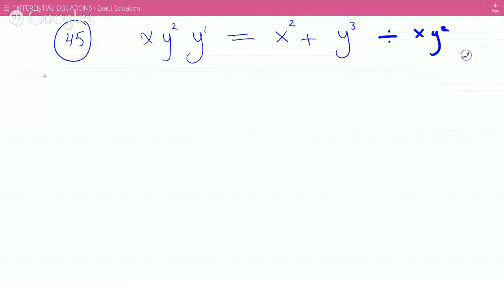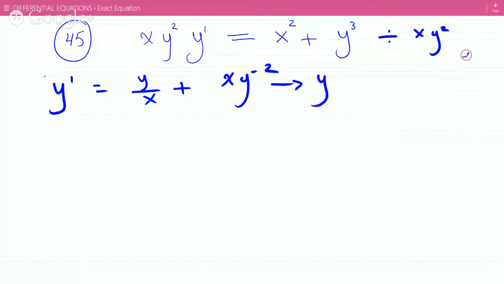So we will get y prime equals y over x plus... so this is y over x, and then the x squared, if we divide by xy squared, we will get x y to the minus 2. Okay, and we're going to move this to the right to put it in the standard form. So y prime minus 1 over x y equals x y to the negative 2.